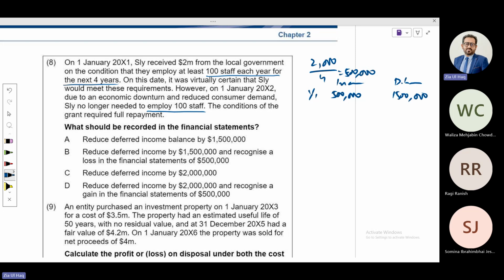The condition of the grant required full repayment, and if you are not meeting the condition of the grant, you need to pay back in full to the government. This means you need to pay back 2 million to the government. This means the year 1 500,000 you charged as income, now you need to record it as expense. And this 1,500,000 deferred income should be de-recognized.